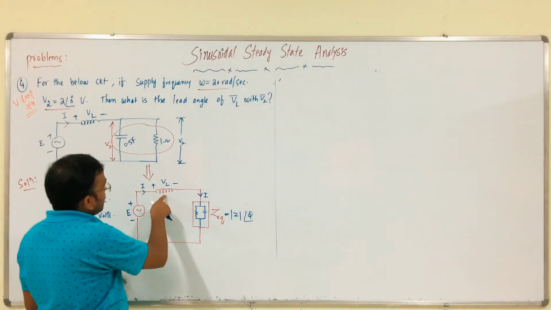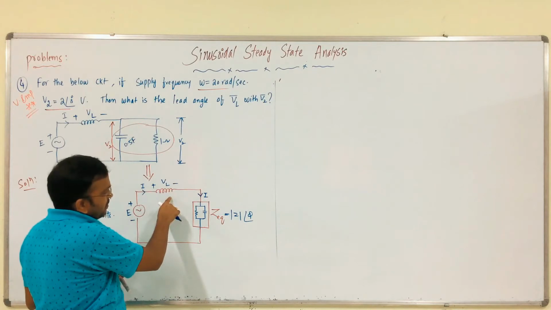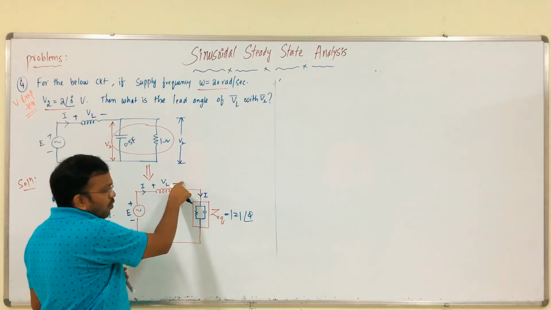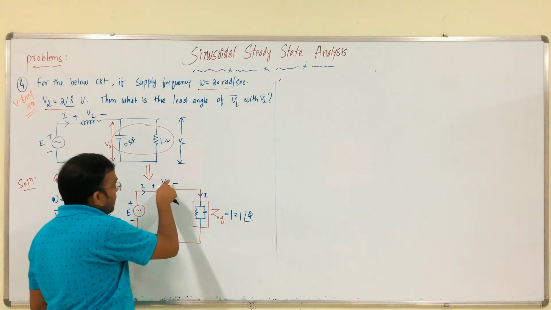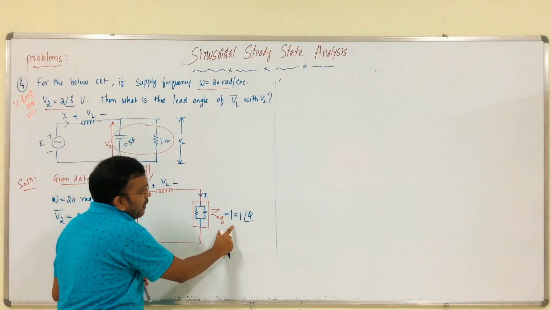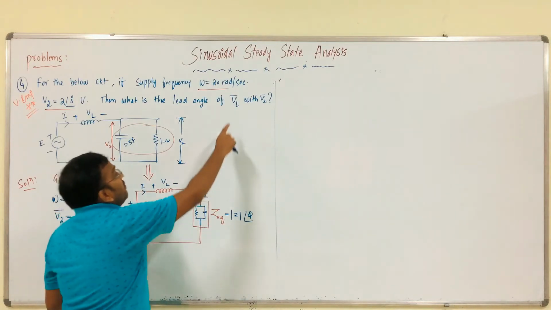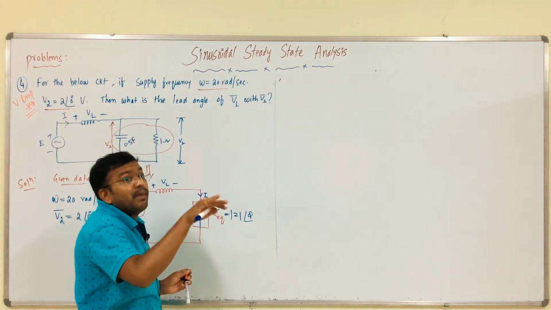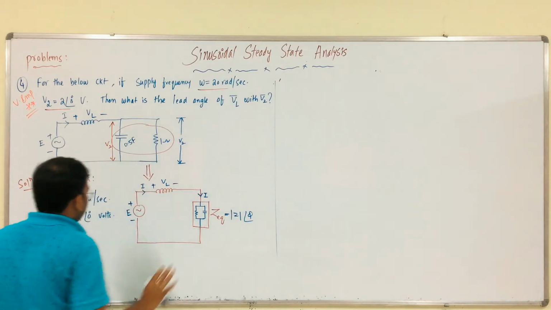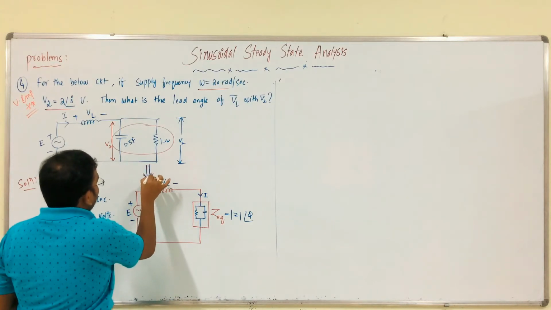So, from this VL is nothing but I into XL. From this also we have some angle, and then the angle with respect to L and Z equivalent. Then we have to analyze whether VL leads or V2 leads, and calculate that particular angle. This is the observation from this circuit diagram.